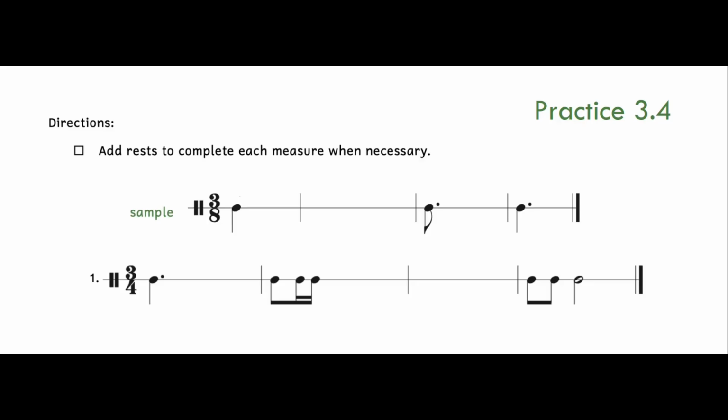Directions: Add rests to complete each measure when necessary. All right, so I'm going to do the sample for you. One strategy you can use is to look at the time signature. Say there are 3/8 notes per measure. This quarter note is equal to 2/8 notes, so in order to fill this measure, I need one more eighth note to make it 3/8. So I'm going to put an eighth note to fill this measure.